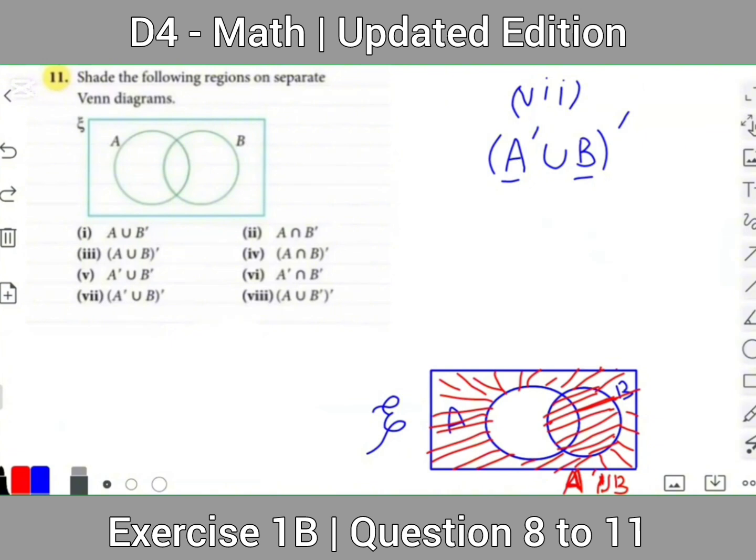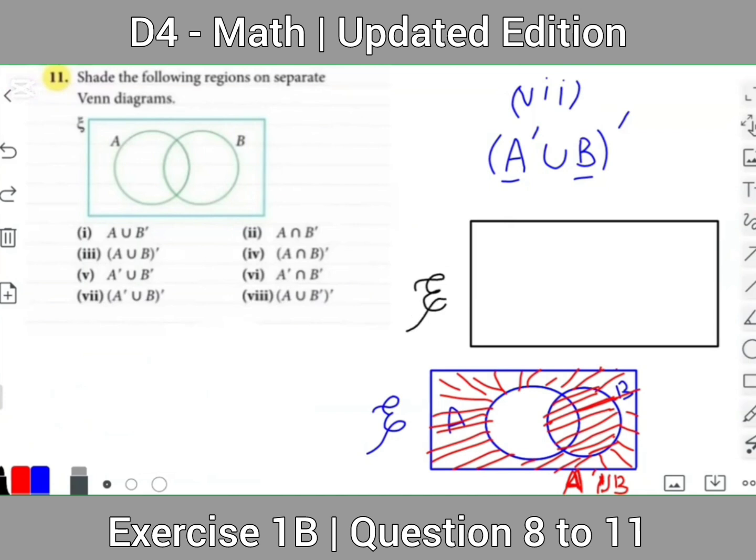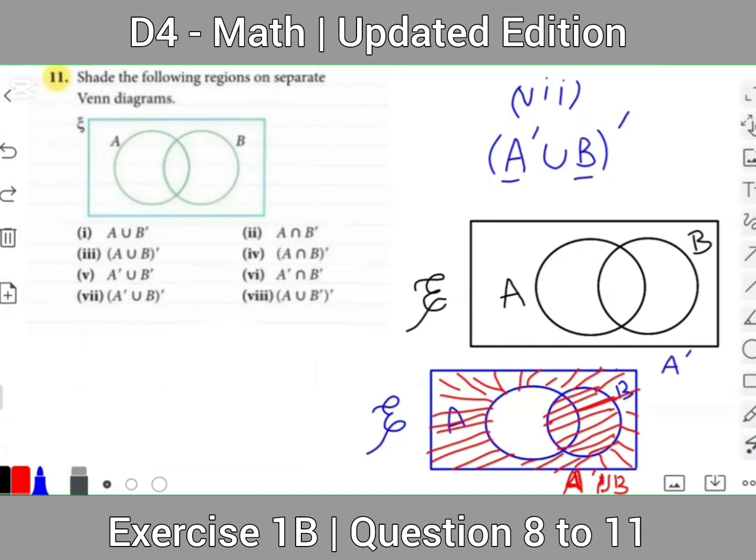So for this, we will draw a rectangle that represents a universal set eta. Inside it, we will draw two overlapping circles representing the sets A and B. And now we will shade the region for the A complement union B complement with blue color.